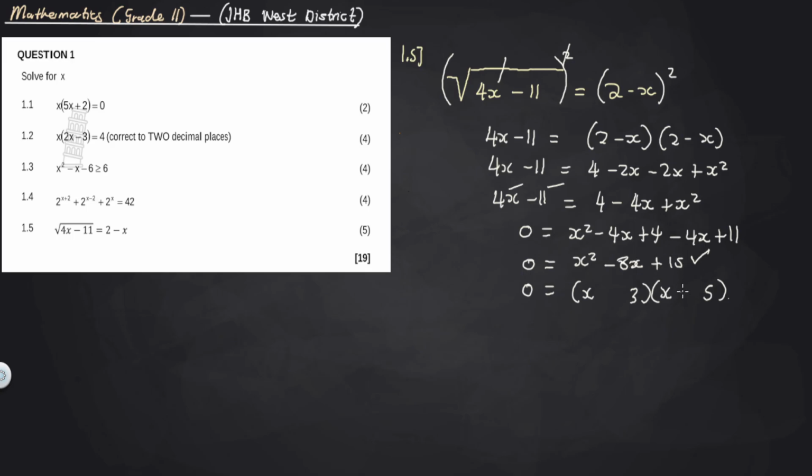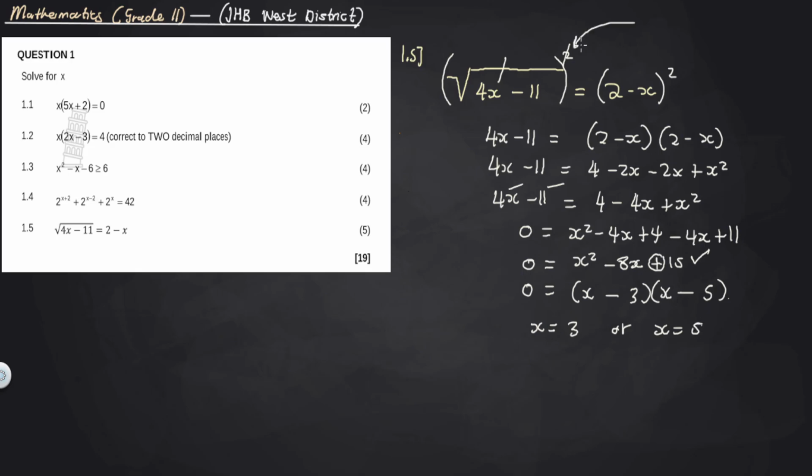Therefore, we're going to have a minus 5 and a minus 3. The 15 is positive, so it means that I can make them negative. I should make them negative because the middle term is negative. Alright? Therefore, my x becomes 3 or my x becomes 5.